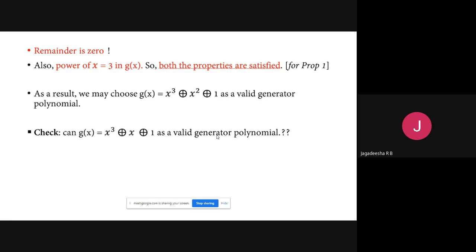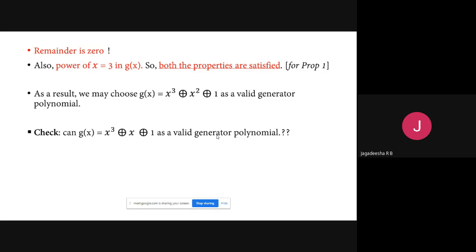Now, do we need to check the first property? Yes, of course. So what is the first property? It says the generator polynomial must be of power n minus k. So what is n minus k here? 7 minus 4 is 3, right? So the power is equal to 3 in g of x. That means the highest power is 3. In the g of x that we have chosen, its highest power is 3, x cube.